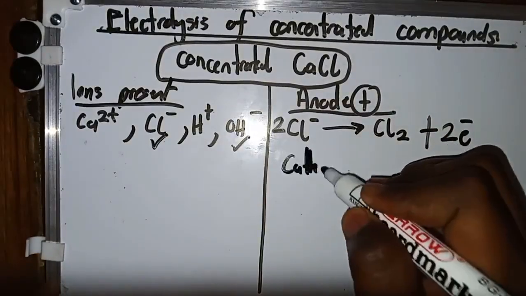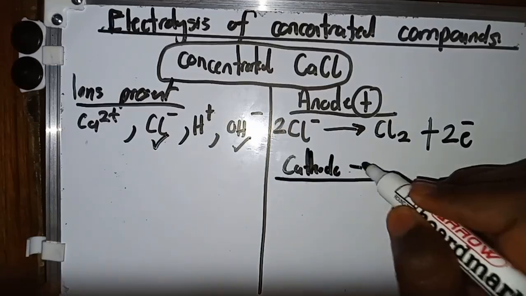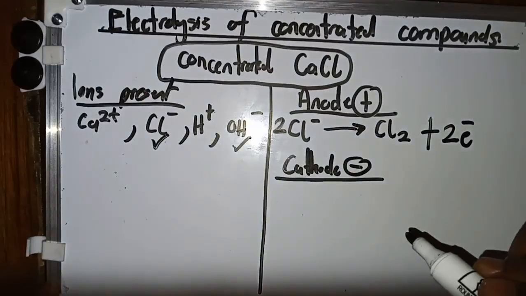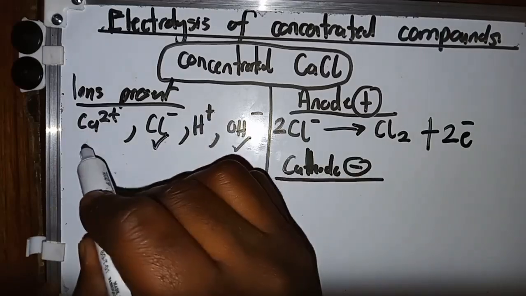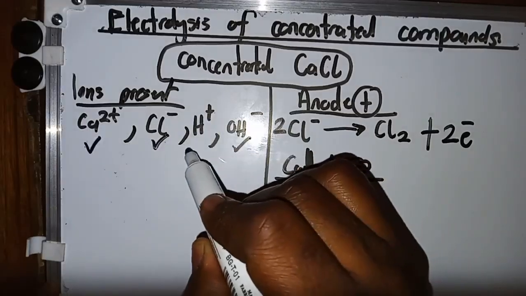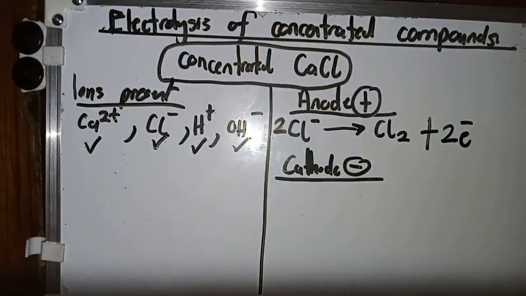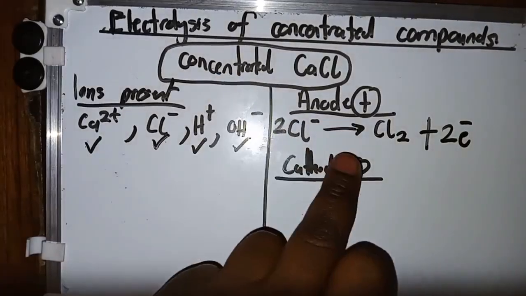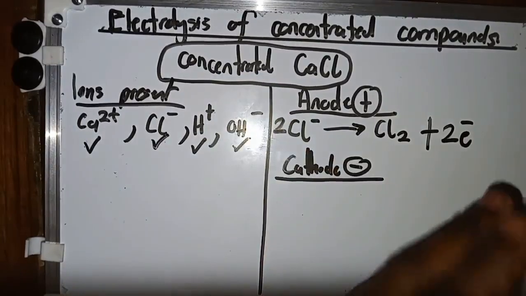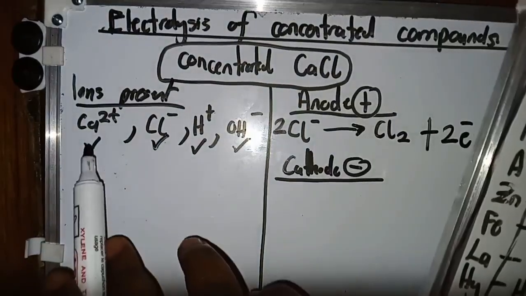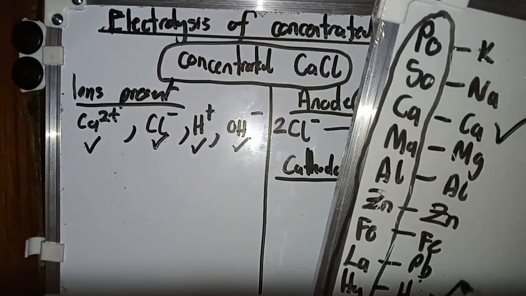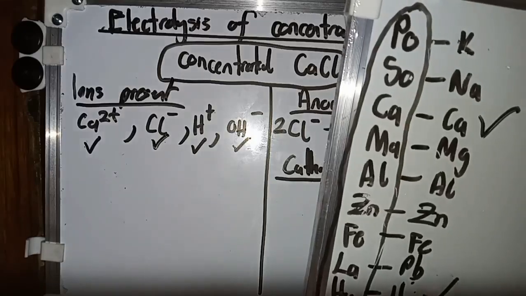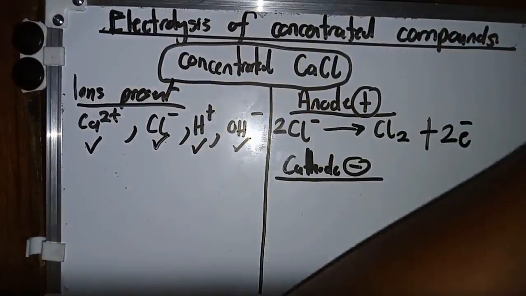Going to the cathode. The cathode is the negative electrode, so it attracts the positive. So here at the positive we've got calcium and hydrogen. So looking at the reactivity series, here the least reactive will be attracted. That only happens at the anode for concentrated, no, we are now back to what we're saying. We've got calcium and hydrogen. Here hydrogen is the least reactive, the one which is below, so it's going to be attracted first.